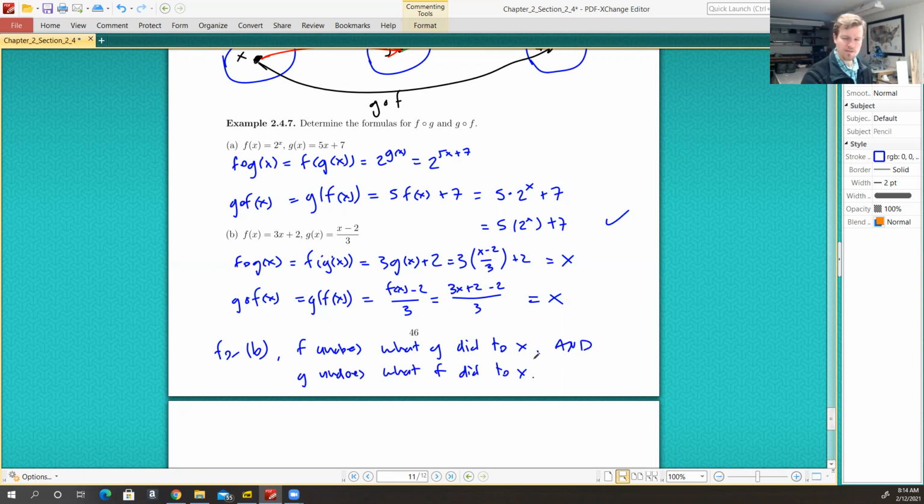Interesting. And that's a very particular and special situation that we want to talk about, recognize, and know, and we'll do that in our next video. So one more video for this section where we talk about inverses.